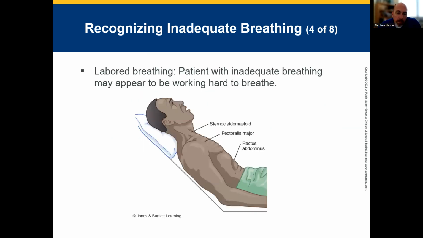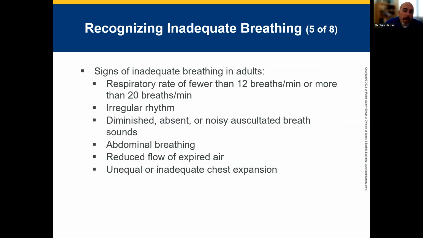All right, labored breathing, when a patient's inadequate breathing may appear to be working harder to breathe. We see the accessory muscles here right at this point now. All right, inadequate rhythms: respiratory rate 0 to 12 or more than 20, not a regular rhythm, diminished or absent or noisy auscultated breath sounds, abdominal breathing itself, or the reduced flow of expired air, or inadequate or unequal chest expansion.